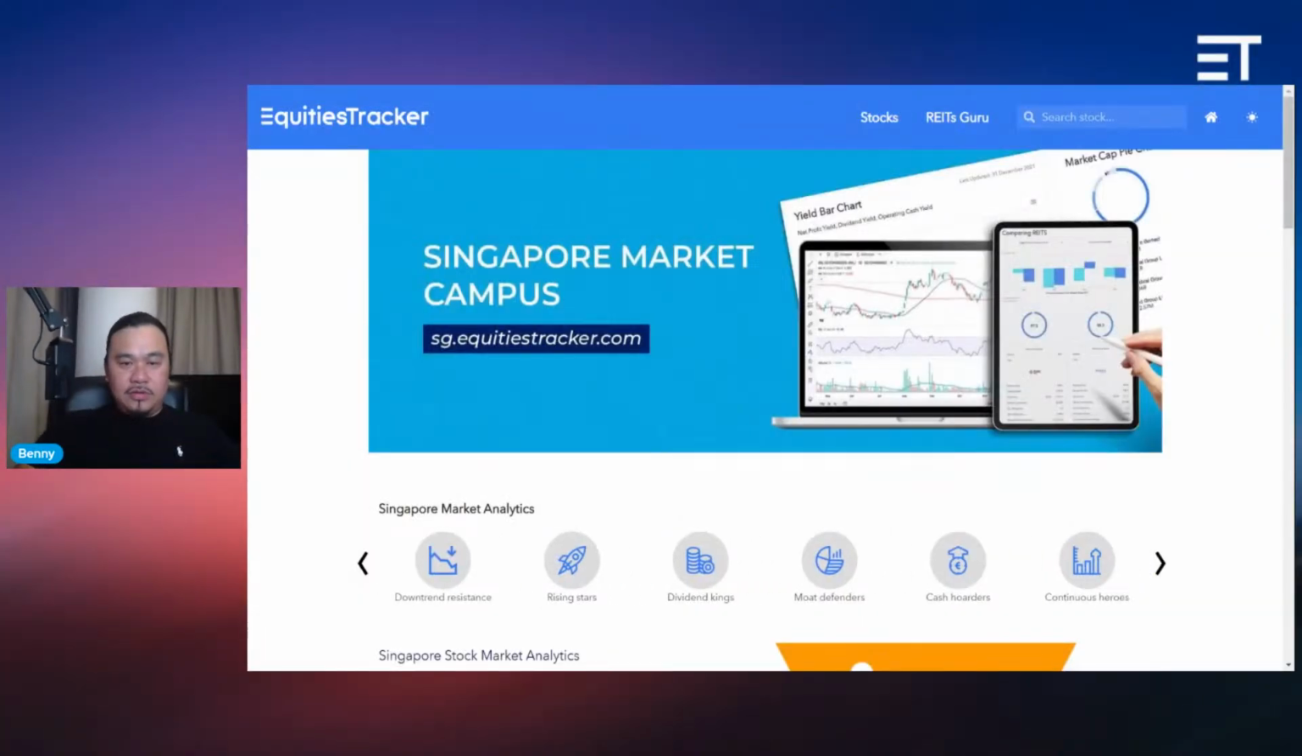I'll just bring you to the screen. This is how it looks once you type sg.equitystriker.com. You'll see it's quite a simple tool. The whole website is meant to be easy for everyone to use, especially if you are in Malaysia and looking for opportunities in the Singapore market, whether in shares, stocks, or REITs. There is information available for you to make your own investment decision.